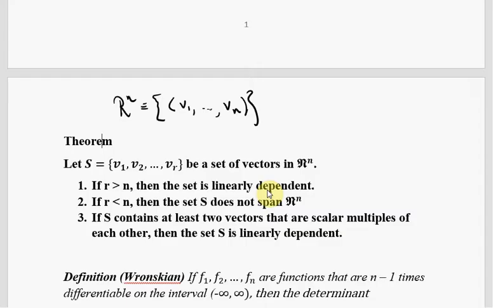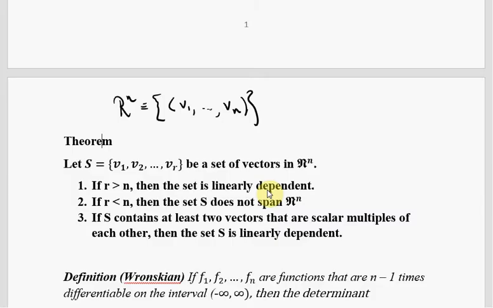Okay? They are independent. So this is a very neat theorem that says that if the number of vectors in S outweighs what the vector space allows in terms of the n-tuple number, so if r is bigger than n, then S is linearly dependent. And the next one, if r is less than n, then how can S, which has r vectors, span this n-tuple space, the Euclidean space Rn?